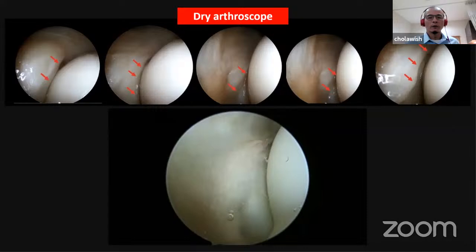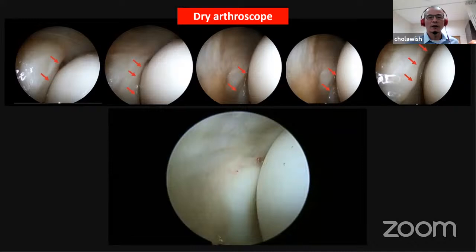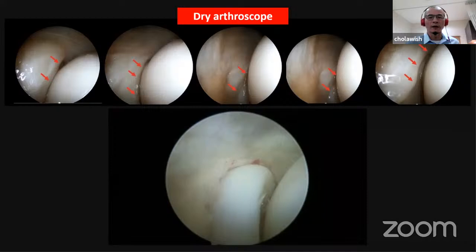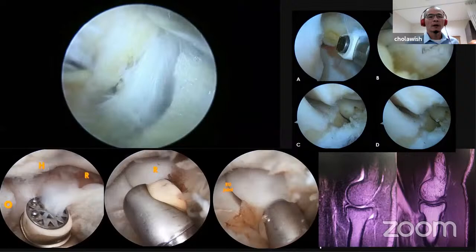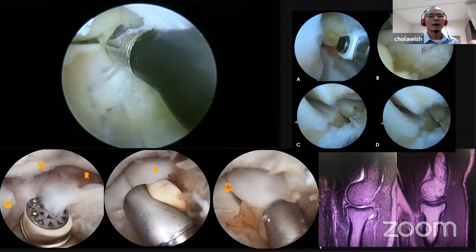When we let the water in, you can see that the synovial fringe can impinge in the lateral capitellar joint and cause pain in there. Here is a video clip at the back. This here is a lateral olecranon plica. And right now I divide the posterior plica that stays in the back of the radial head.